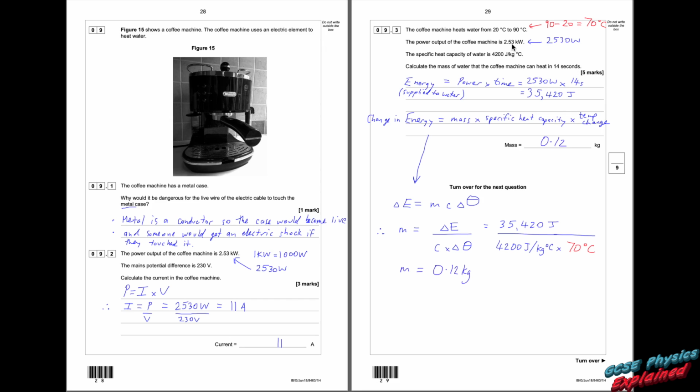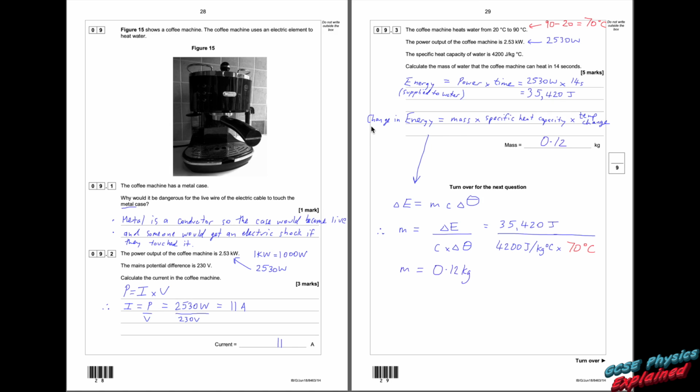Right, well, remember that power is how much energy there is per second. So the total energy supplied to the water is going to be the power of the device times by how long it's left on for. So that was the power, which is how many joules there are per second. Multiply that by how many seconds you're using it for. So that's how much energy has been supplied to the water.